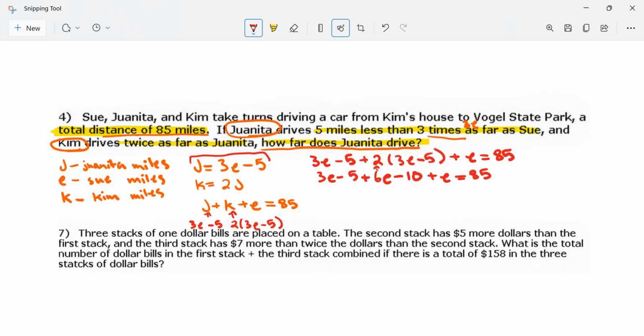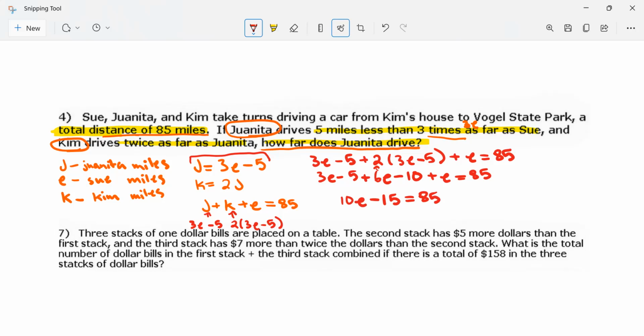The next step would be to combine like terms, which basically means if you have 2 E's, you're going to combine those. And numbers, you're also going to combine those. So we're going to combine 3E, 6E, and E, which is going to come out for a total of 10E. And we're going to combine -5 and -10, which is going to be equal to -15. And that's going to be equal to 85.